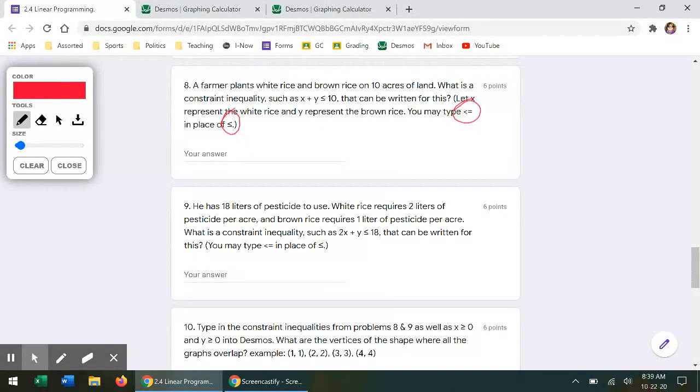Now, the total number of acres that he uses is x plus y, and it must be less than or equal to 10. You'll notice that's the same as the example right here.